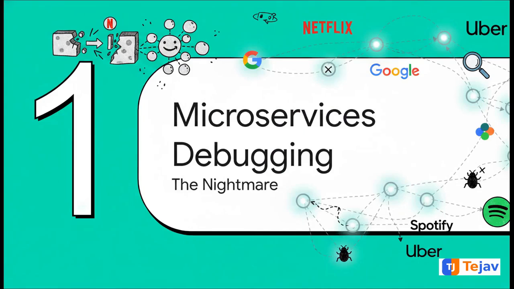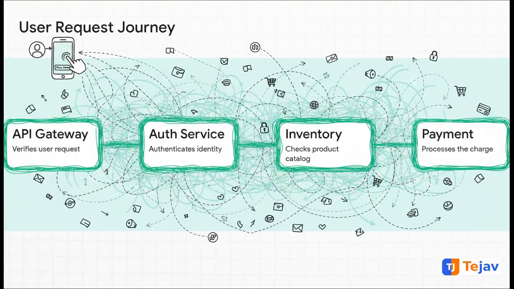Section 1, the microservices debugging nightmare. You see, modern applications just aren't those single, massive, monolithic systems anymore. Industry giants are powering their platforms with literally thousands of microservices. So let's trace a user's journey. When someone taps Place Order, it feels totally seamless to them. But internally, that single click bounces through a chaotic maze.